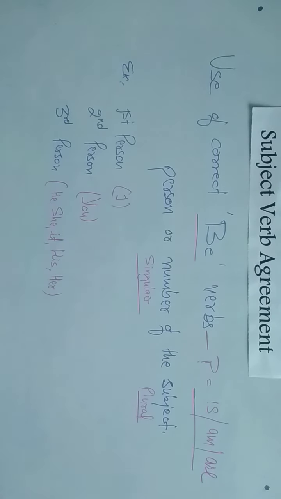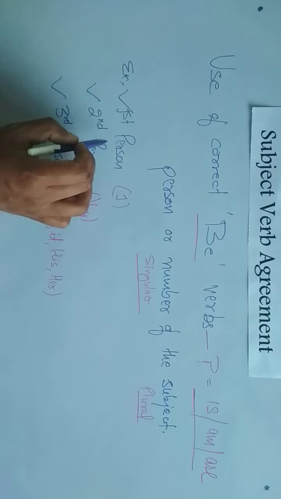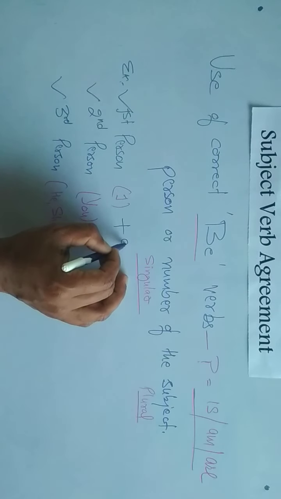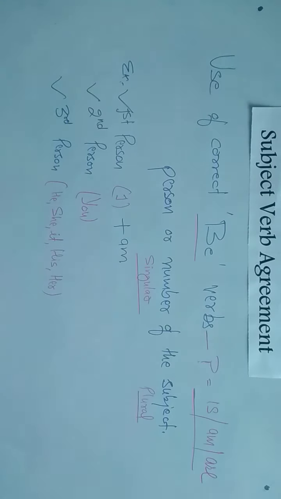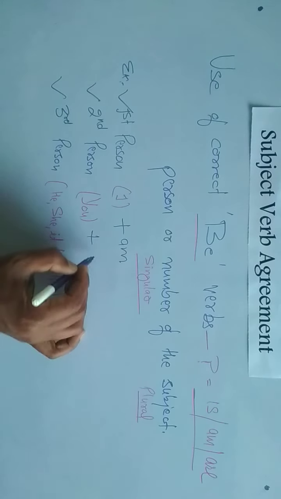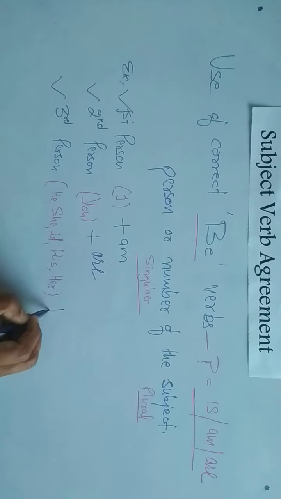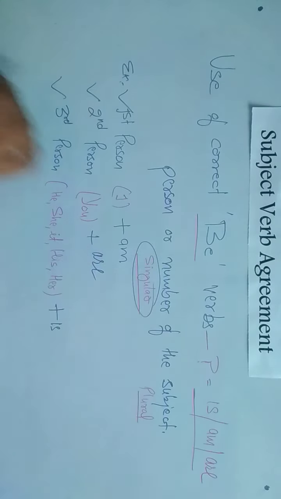If we do have in a sentence a first person singular subject, second person singular subject, and third person singular subject. So first person singular subject, for example I, plus always am. And second person singular subject you plus are. And third person singular subject he, she, it, his, her plus is. So this is in case of singular subject.